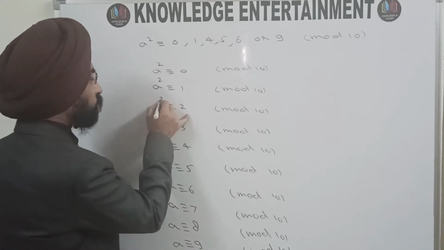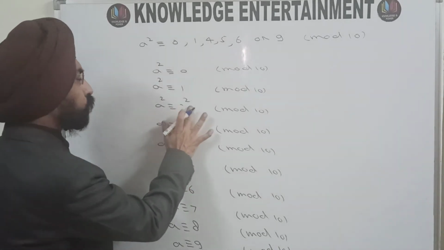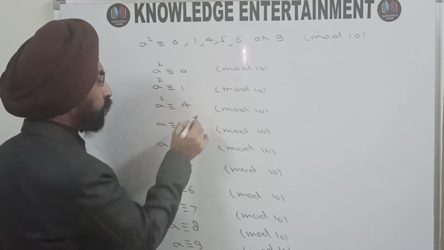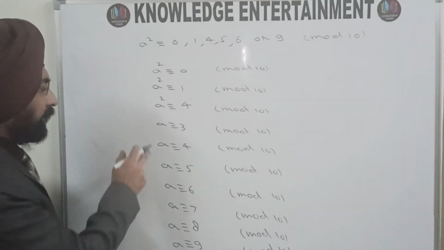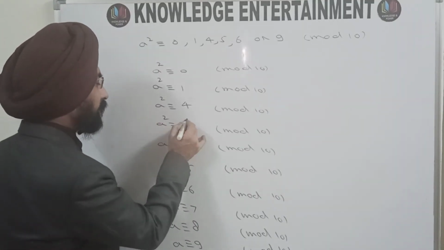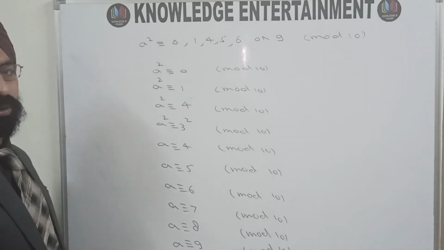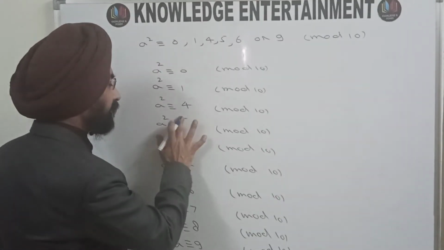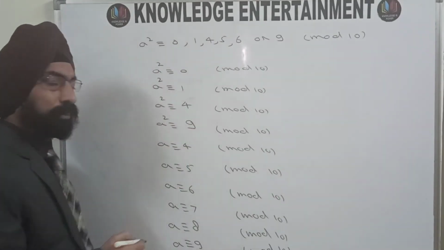Third case, a square is congruent to 2 square, and 2 square is 4. So a square can be congruent to 4 modulo 10. If a is 3, a square will be congruent to 3 square, and 3 square is 9. So a square is congruent to 9 modulo 10.